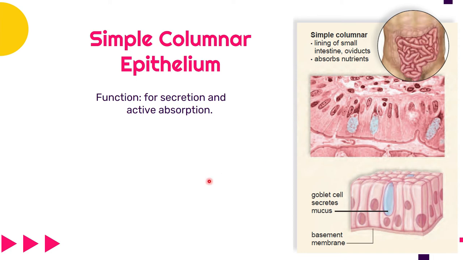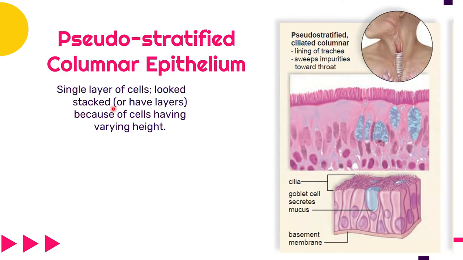Okay? So let us go to pseudostratified columnar epithelium. Why is it called pseudostratified columnar epithelium? Let us start. Why is it called pseudostratified? The word pseudo means false. Think of pseudonym: a pseudonym means it's a false name, not the true name. So pseudo means false, so false stratified.